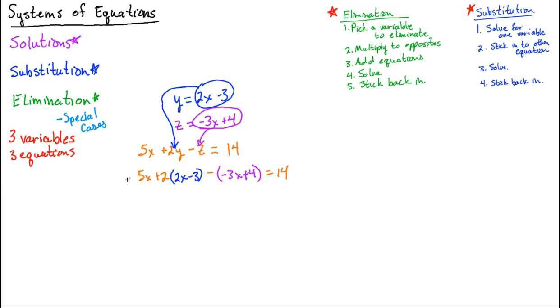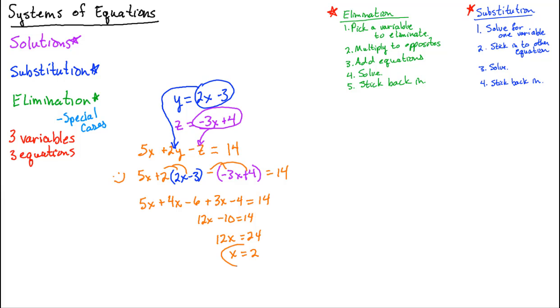And let's solve it. Look at, oh, happy face. We have an equation with 1 variable in it. So we now have 5x plus 4x minus 6, and that's a plus 3x minus 4 equals 14. So 5x and 4x and 3x is 12x minus 10 equals 14. Add 10, we get 12x equals 24, x equals 2.